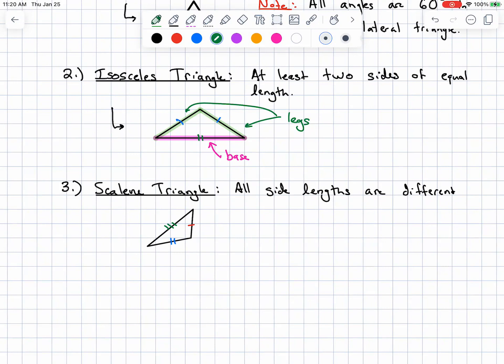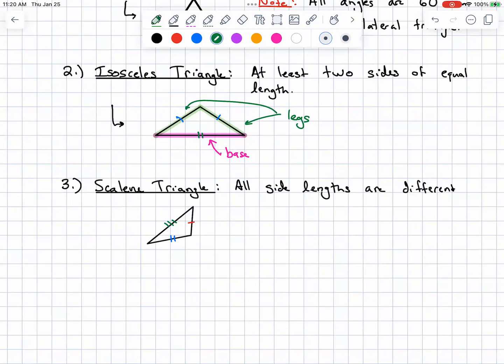So the point being, as Gabby mentioned, is that all these classifications can overlap. There are some that don't, but most of them can overlap in some ways. So we're going to do an example of classifying these triangles based on both angle and side length.